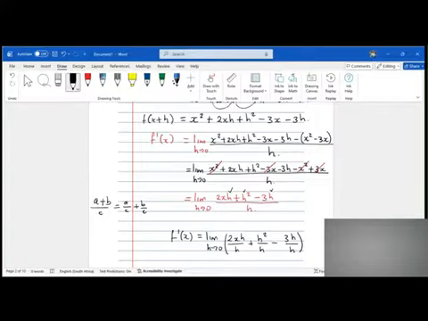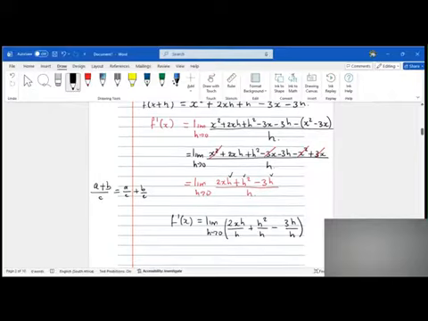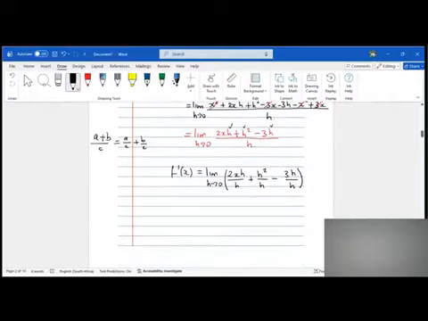Okay, so from there we can now simplify further. So this will then be equal to the limit as h tends to 0 of, if we divide 2xh by h, the h's are going to undo each other there. So we'll remain with 2x.